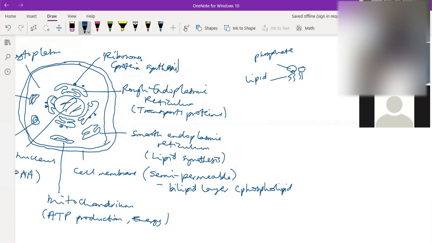Now, phosphate is hydrophilic, it likes water, whilst lipid doesn't like water, so it's hydrophobic. Philic and phobic. Because it's hydrophobic, the lipid has to hide itself. There's water inside and outside the cell, right? So the lipid hides itself in the middle. That's why it's a double layer, like a sandwich. It's going to look something like this: two layers of phospholipid, with the lipid hiding inside.